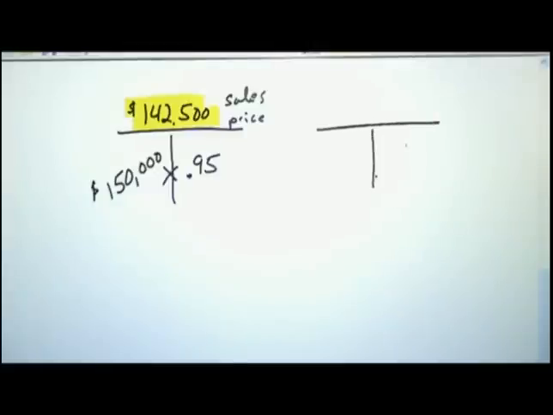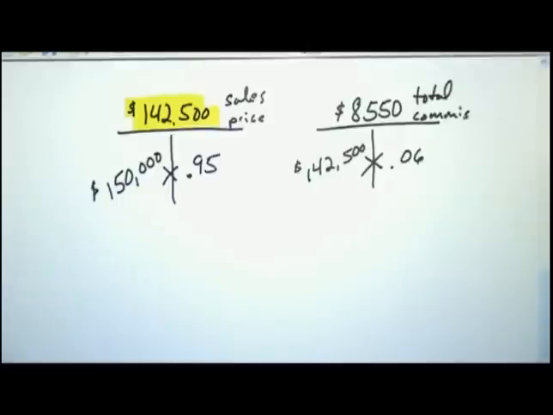We know that the commission is 6%. So we move the $142,500 into our second formula. We multiply it times the 6% commission, and we get a total commission of $8,550. Again, that's total commission. And this total commission is based off of the sales price. We use the sales price multiplied times the commission rate to get the total commission. So you can see there's a relationship between all three of those.